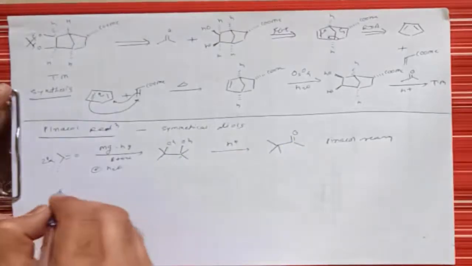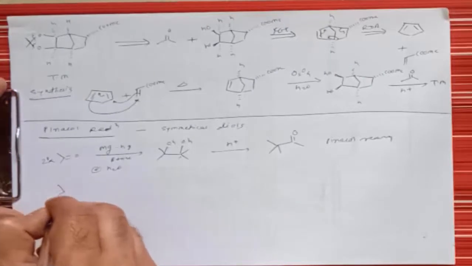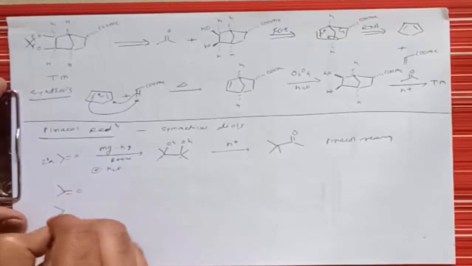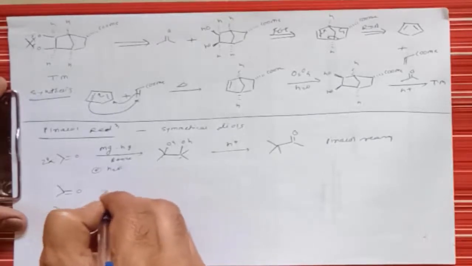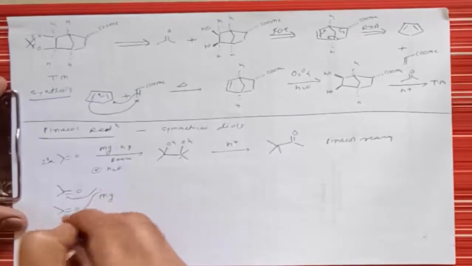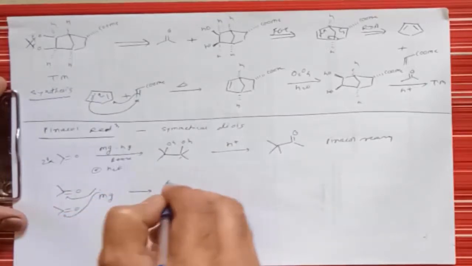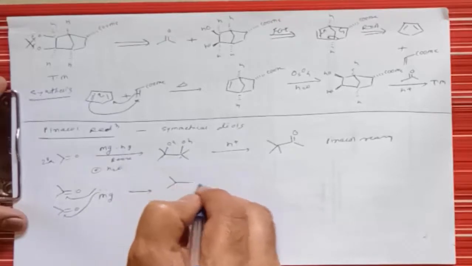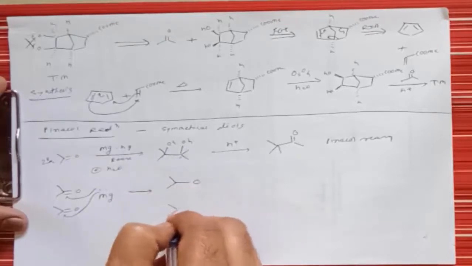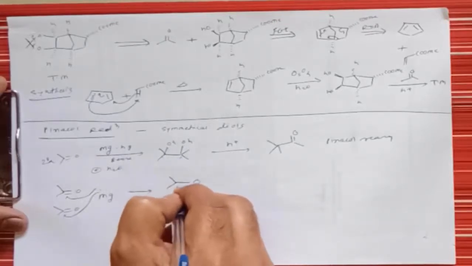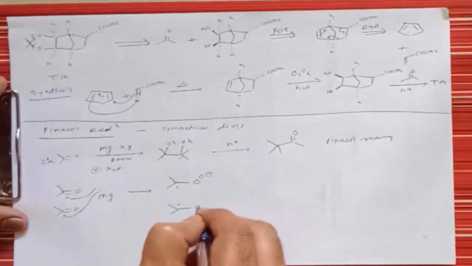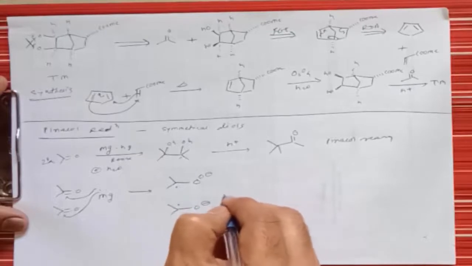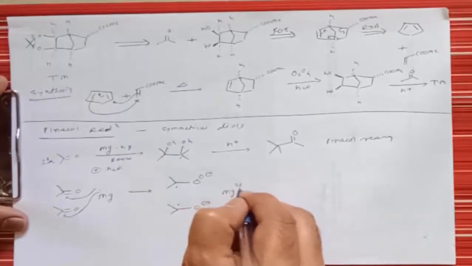Right? If you see the mechanism for this Pinacol reduction, then the two molecules of ketone will react with this magnesium containing 2 electrons. One electron will be shifted here and another electron will be shifted here. So it gives formation of such type of radicals. Here is one radical, and it gives formation of an O minus.